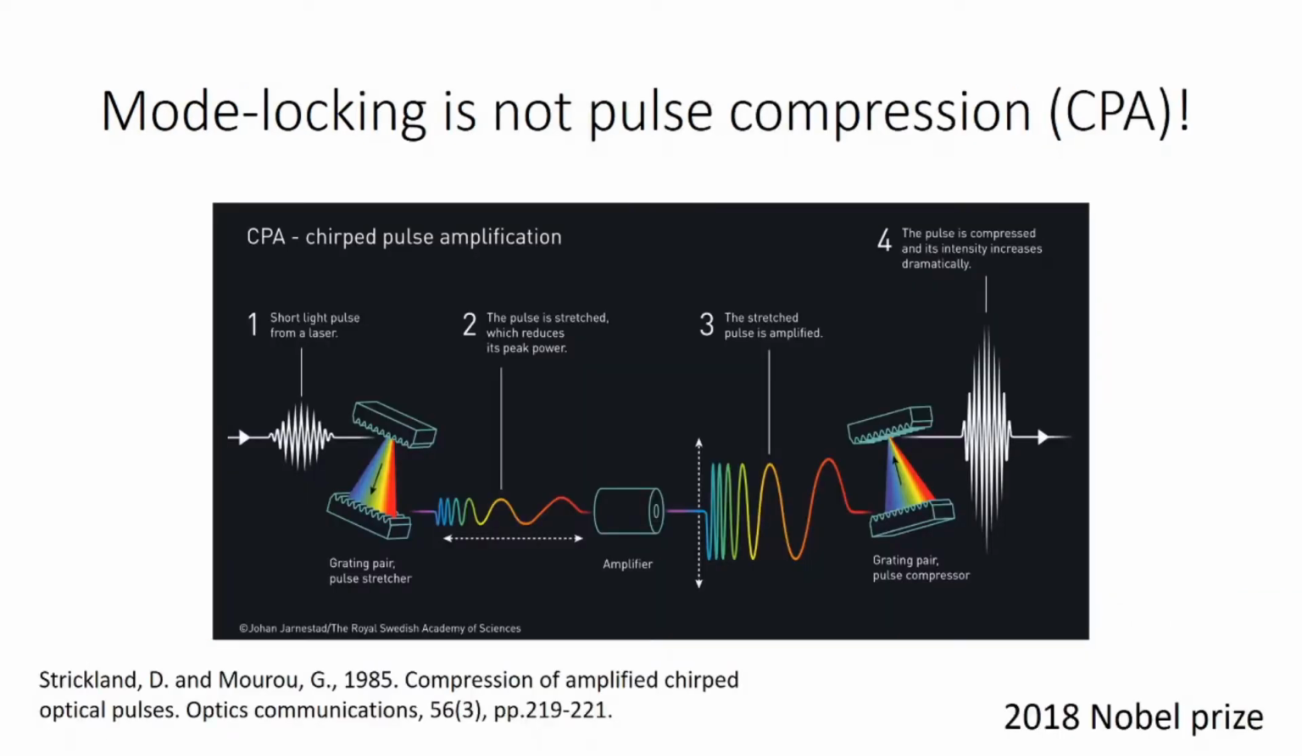It is worth noting that the ultrashort pulses should not be mistaken with the so-called compressed pulses, obtained via chirped pulse amplification, which won the Nobel Prize of 2018. Chirped pulse amplification involves successive stretching, amplification, and compression of an already emitted laser pulse, while mode locking concerns the process of pulse emission itself.